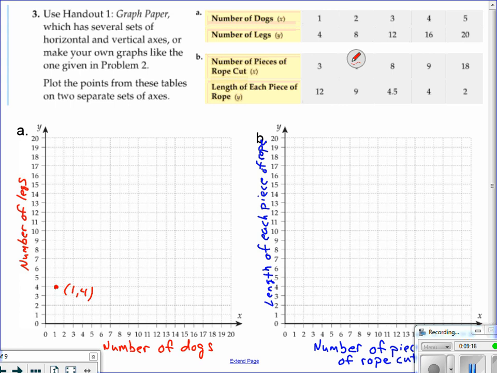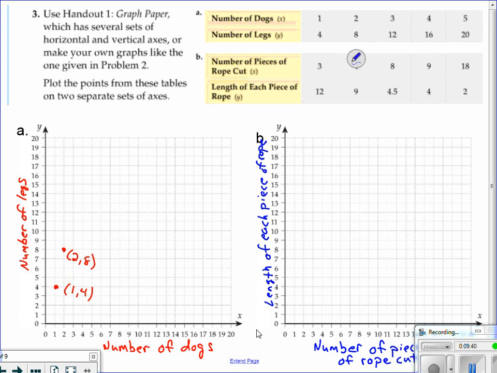Then our next point is at 2, 8. So 2 dogs would have 8 legs. And again, I'm just going to go ahead and write my ordered pair next to it. Okay, I'm going to jump over to the other graph now. In a second here, I'm going to have you pause this and finish both graphs. But I just want to jump over to the other one here.